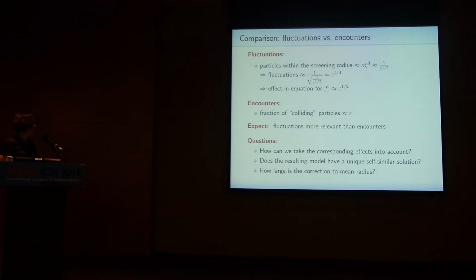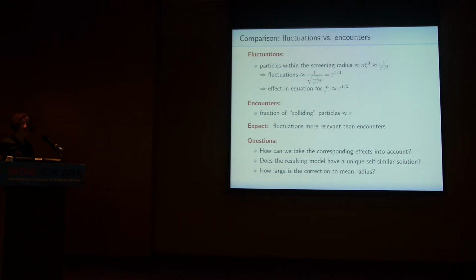Okay. So what about the encounters, where the fraction of colliding particles can only scale with the volume fraction, if anything? Since epsilon is small, epsilon to the 1/2 is much larger than epsilon. So let's concentrate on fluctuations and forget about encounters. But we will see that the story is not so easy. On first glance you might expect fluctuations are more relevant than encounters, and that's what we thought in the beginning as well. But now you will see the outcome is a bit different.